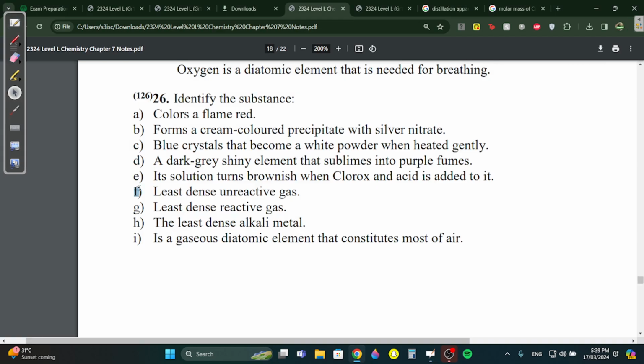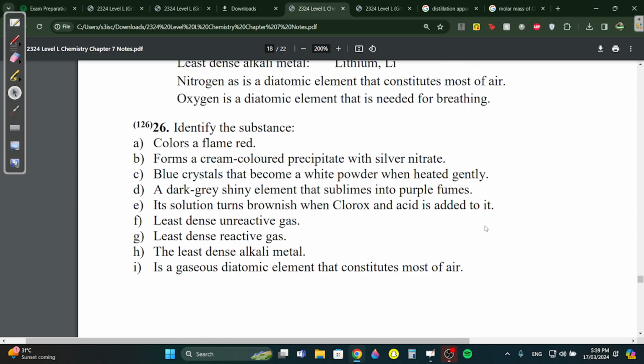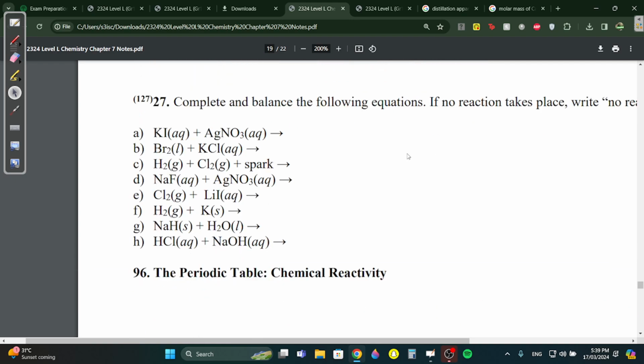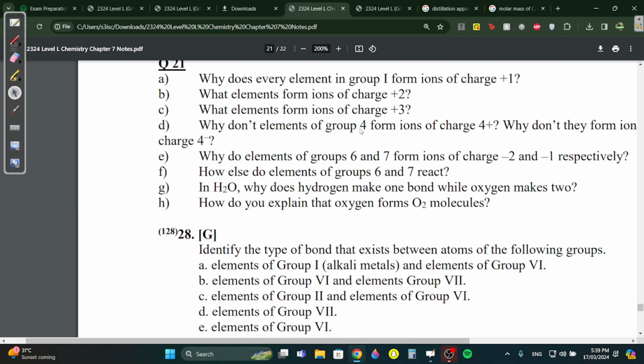Anyways, let's move on to F. Just write I minus and Br minus here. Least dense unreactive gas, we said is helium. Least dense reactive is obviously hydrogen. Least dense alkali metal, we said was lithium since this was all the way at the top. And which one's the gaseous diatomic element that constitutes most of the air? Nitrogen. Yep. Okay, I think we're done here.